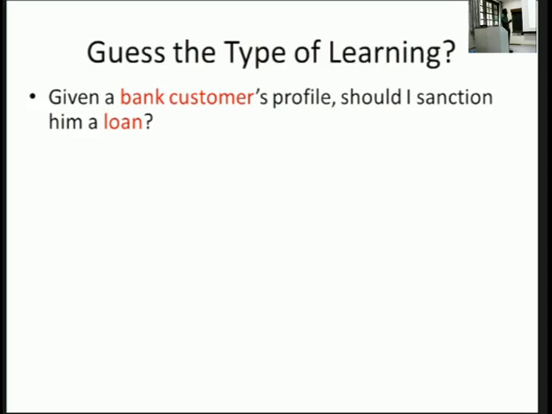So you have a bank customer's profile. Should I sanction him a loan or not? Whoever says unsupervised, raise your hand. Okay, whoever says supervised. Okay, good. So this is supervised because we'll have information from the bank, probably saying that this person we gave a loan and he was able to repay, and some people who are not able to repay, right? So this is a supervised learning problem.